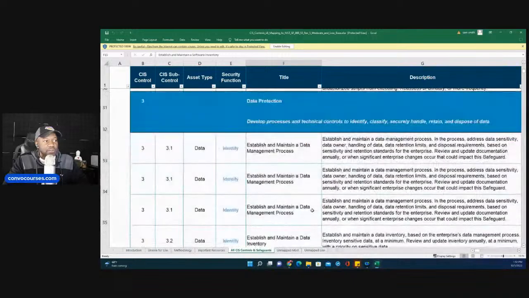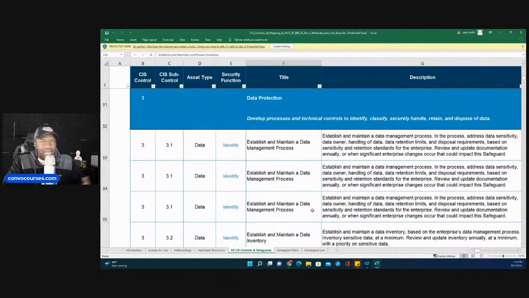I want to go down to 3. So we talked about hardware inventory, software inventory. How about data protection? So CIS data protection, and we're not going to go through every single one of these like we did with ISO 27001. We'll keep it high level. We'll hit a couple sections, and then we'll just move on.